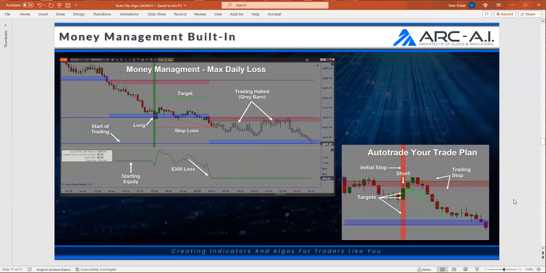The money management filters are obviously part of the engine. You can auto trade your entries with trailing stops, multiple exits. You can exit based off money management filters, loss filters. This is standard with all of our algos, but I just want to let you know that it is there.